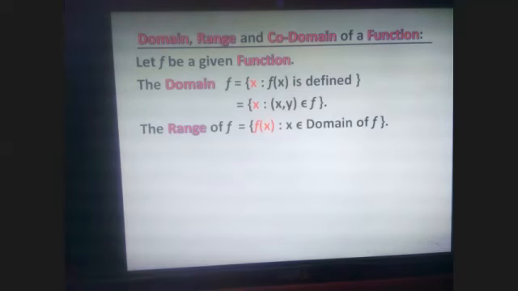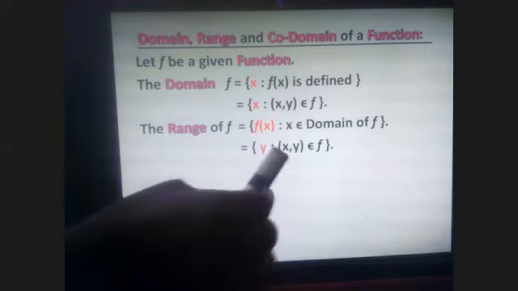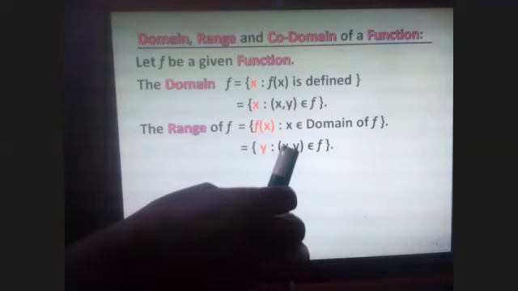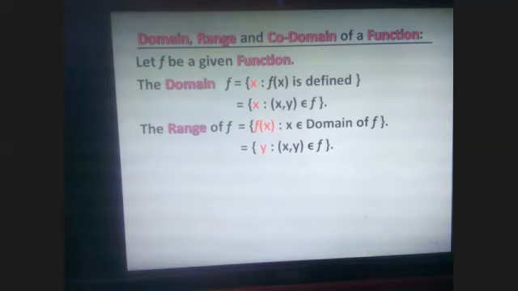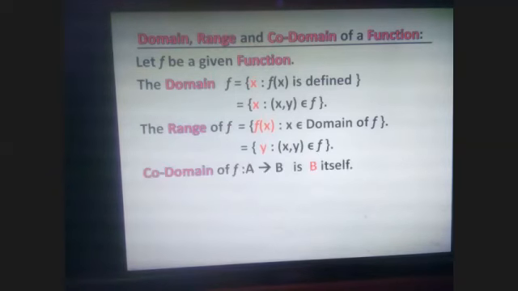Domain is the set of x values, range is the set of f(x) values. The set of f(x) values means the set of y whenever (x, y) is a member. That means if (x, y) is a member of f, x will go to the domain, y will go to the range. X is in the domain, y is in the range. Or the set of all x values will be the domain and the set of all y values will be the range.